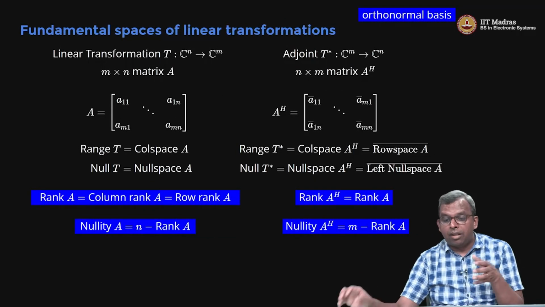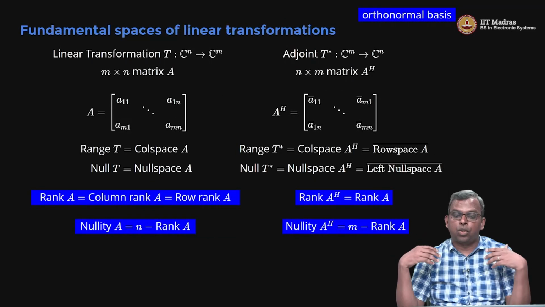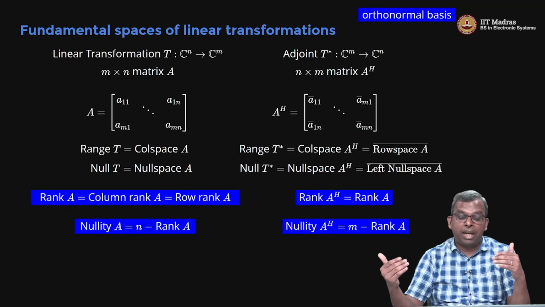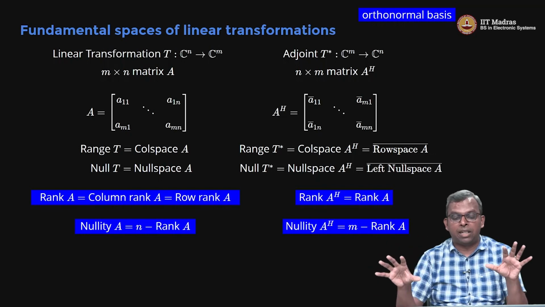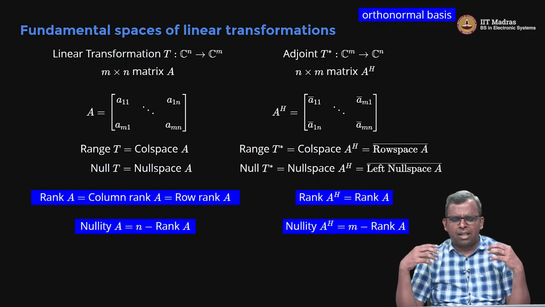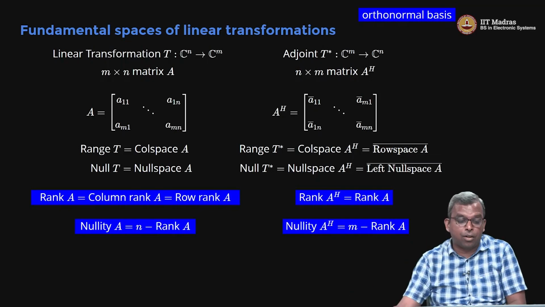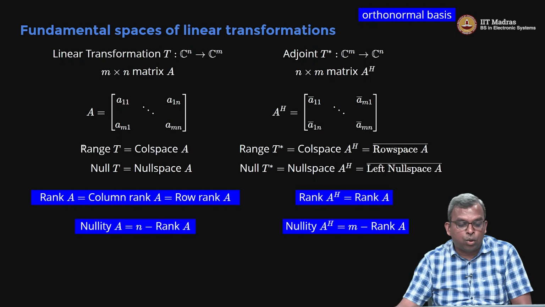Okay. Another interesting connection is in the fundamental spaces. So we saw that every linear transformation has 4 fundamental spaces associated with it. Now when you look at A and A Hermitian, there are connections between these fundamental spaces, and these connections are quite easy to derive. I'm not going into great detail, I'll simply present the final result for you. Okay. So if you start with the matrix A, you know that the range of the transformation is the same as the column space of A, null space of T is the null space of A, and we know that the rank of A is column rank, row rank, all of these are same. Nullity of A is n minus rank of A. So we know that this is true. Dimension of null T is nullity, it's n minus rank of A.